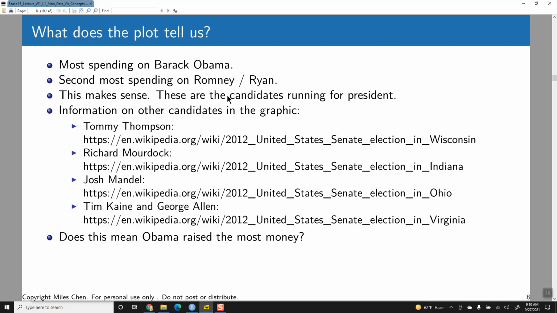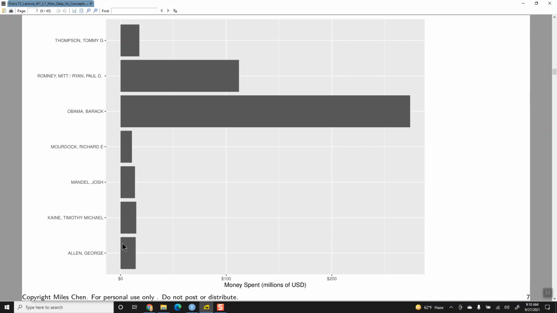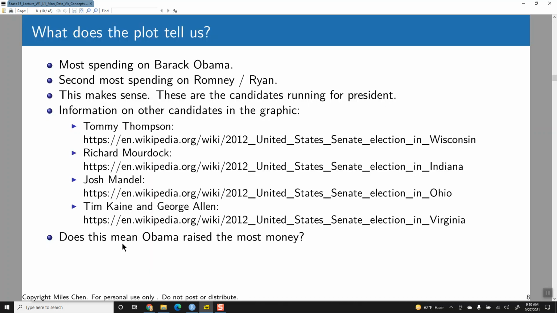And so again, that plot tells us that most of the spending was on Barack Obama, and the second most was on Romney and Ryan. And of course, that makes sense. They were running for president. And these are some of the other candidates in the graphic. They are senators, and these were closer races, right? So Tim Kaine and George Allen, they're right here. And over $10 million was spent on each of theirs. They were running a hotly contested Senate election in Virginia, okay?